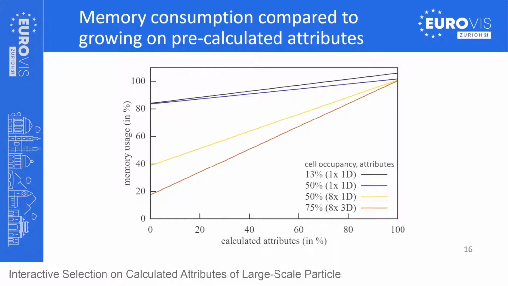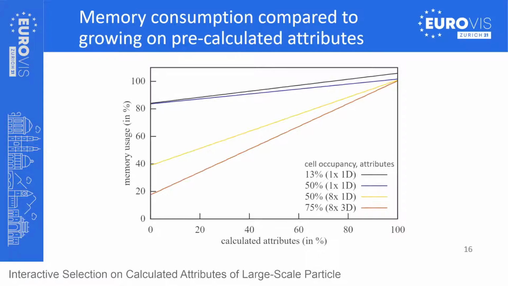Other main influences are the number of dimensions, the number of attributes that are evaluated, and the number of particles that can be extended within one repetition cycle. For the chosen scenario, we varied the cell occupancy from 13 to 75% by resizing the cells and measured from 1 one-dimensional up to 8 three-dimensional attributes. In this figure, the memory usage, depending on the percentage of attributes selected, is plotted.